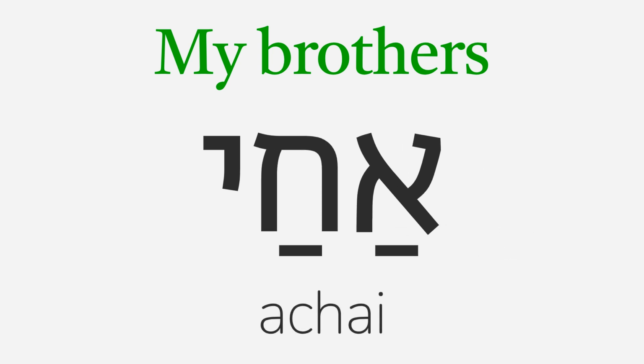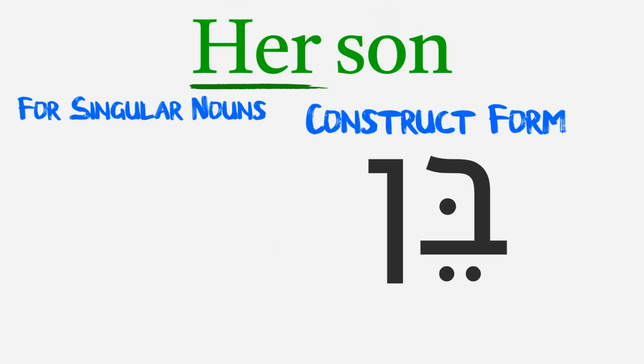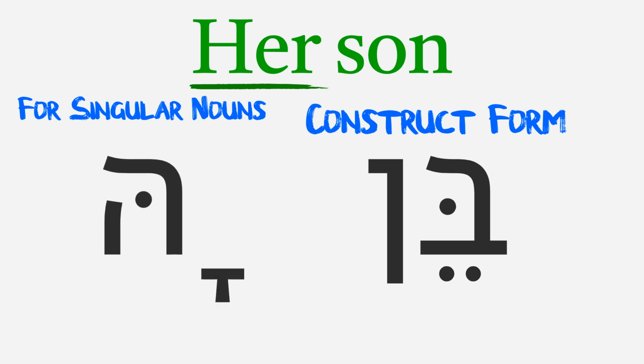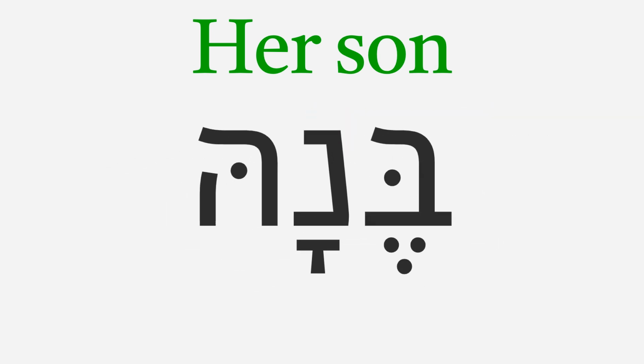My brothers, plural, achai. Her son will be ben in construct form, plus the singular her suffix, which is the first her suffix we learned, ah. Now, the construct form of ben is ben, with the vowel shortened to a segol. However, when we add this ah suffix, the vowel shortens once again to a shva, so her son is bna.